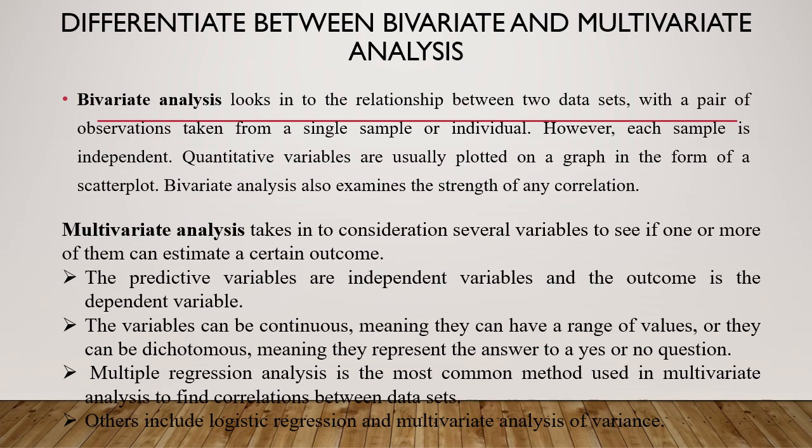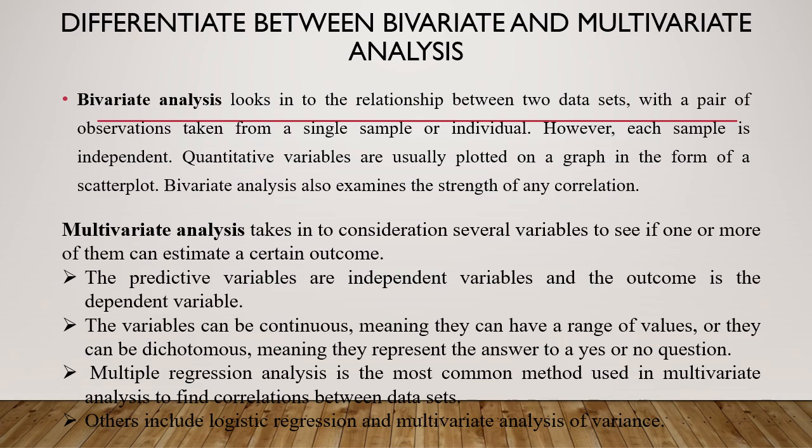Now we try to differentiate between these two primary analyses, bivariate analysis and multivariate analysis. As I said in the beginning, bivariate analysis looks into the relationship between two data sets with a pair of observations taken from a single sample or individual. However, each sample is independent. Quantitative variables are usually plotted on a graph in the form of a scatter plot, and bivariate analysis also examines the strength of any correlation.